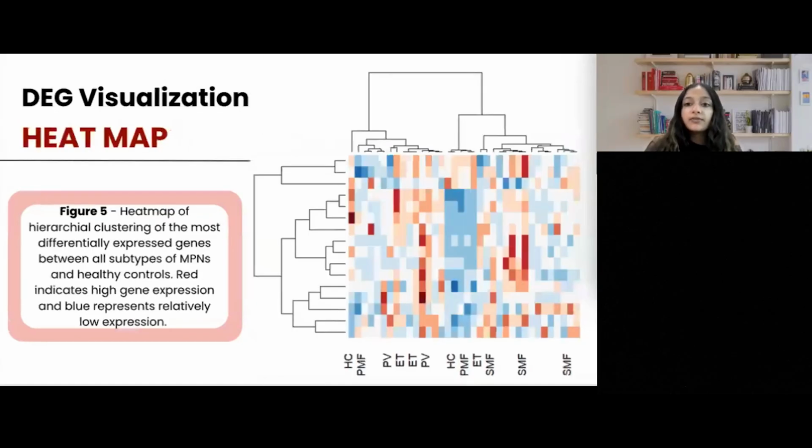Here we have a heat map in Figure 5, which displays hierarchical clustering of the most differentially expressed genes between all subtypes of MPNs and healthy controls. Red indicates high gene expression and blue low gene expression. The heat map reveals distinct clustering. Secondary myelofibrosis had a very different gene expression profile compared to the other groups, while PV and ET clustered closely together, as expected. This suggests that ET and PV are molecularly similar, while SMF diverges significantly.